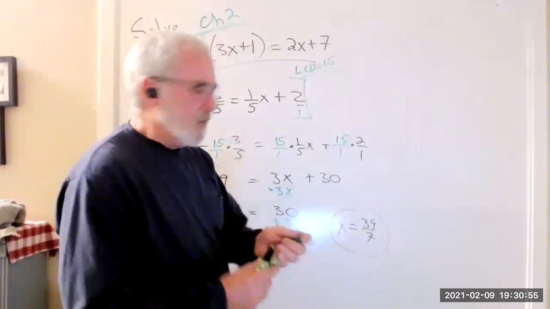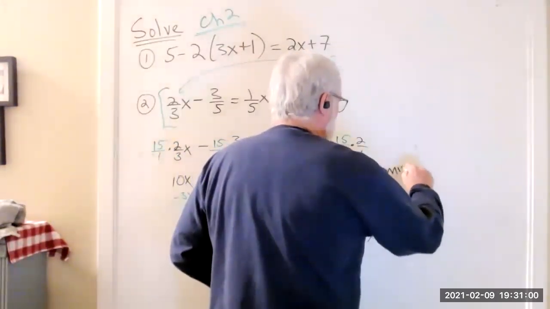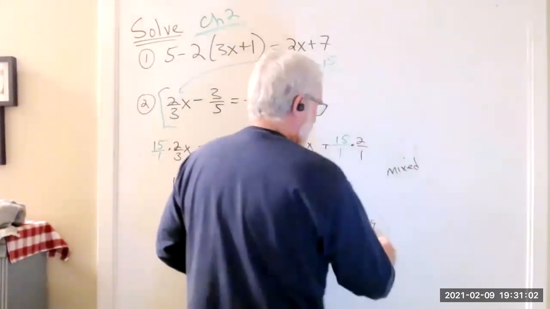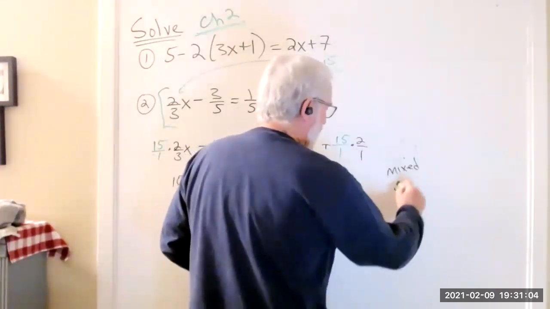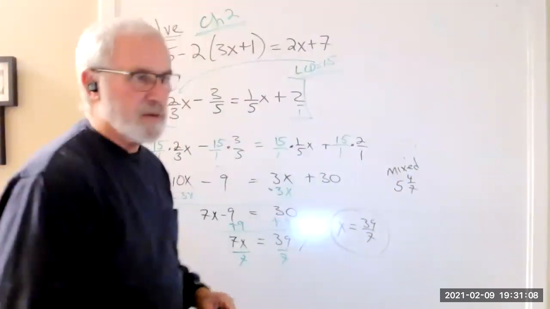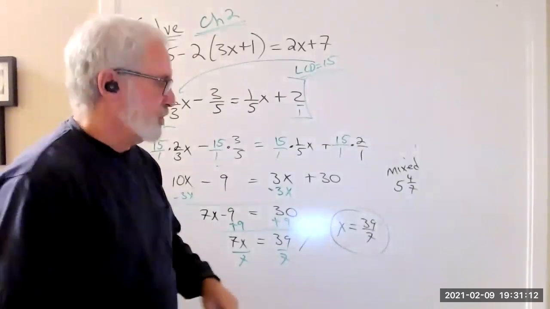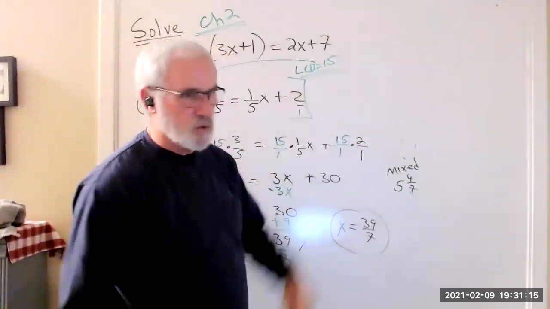Okay. But mom sometimes gets all weird and she wants a mixed number. And so that's where you go 7 goes into 35 5 times and 4 left over. That would be called a mixed number. But if I don't give you any directions, then 39/7 is cool. Take it.